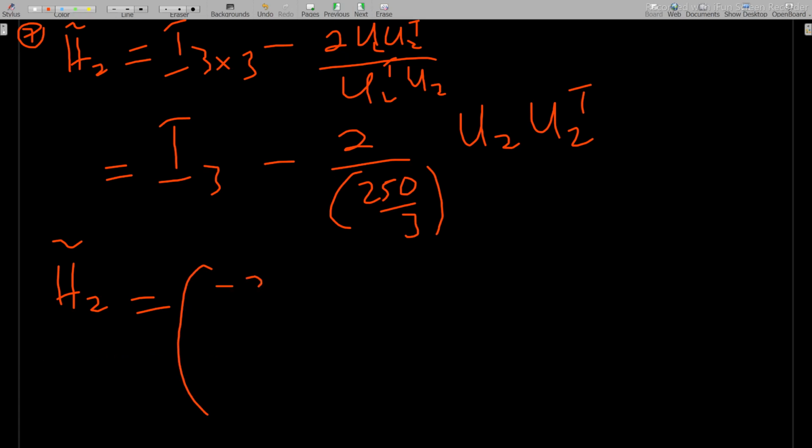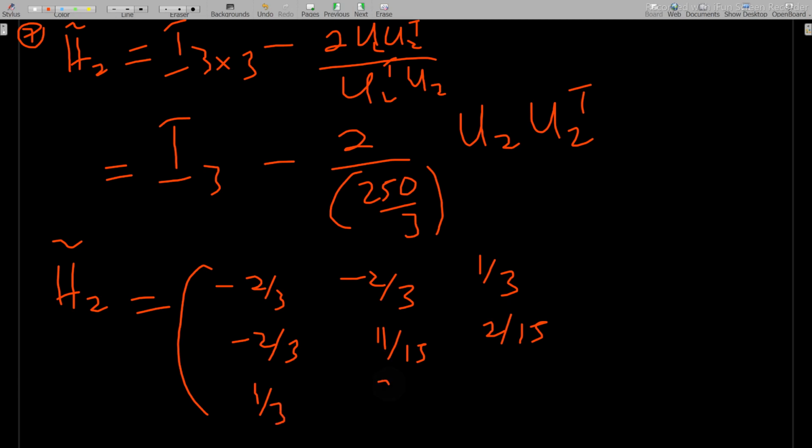So minus 2 over 3, again, 1 over 3. Please don't change anything to decimals, maintain your answers in fractions, and you'll be very, very cool to go. 2 over 15, you had 1 over 3 here, 2 over 15 here, and 14 over 15 here, okay.